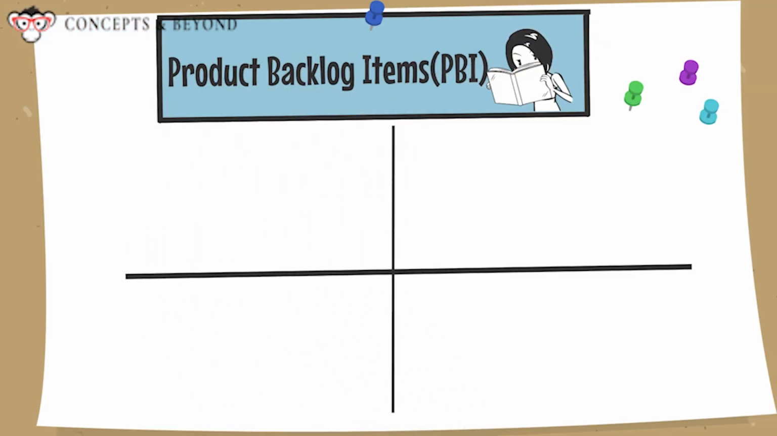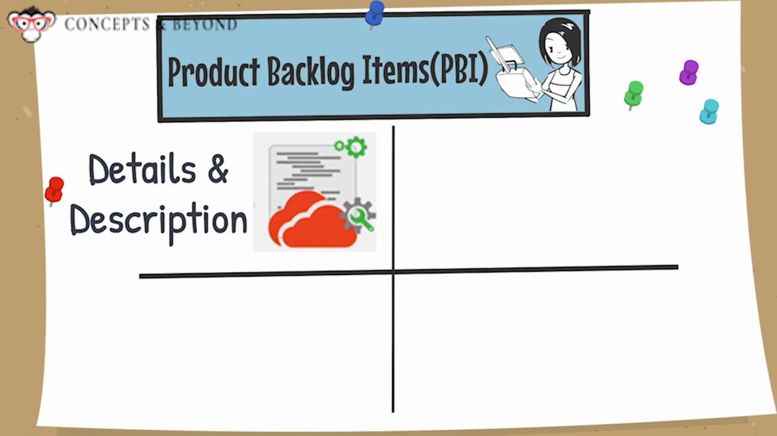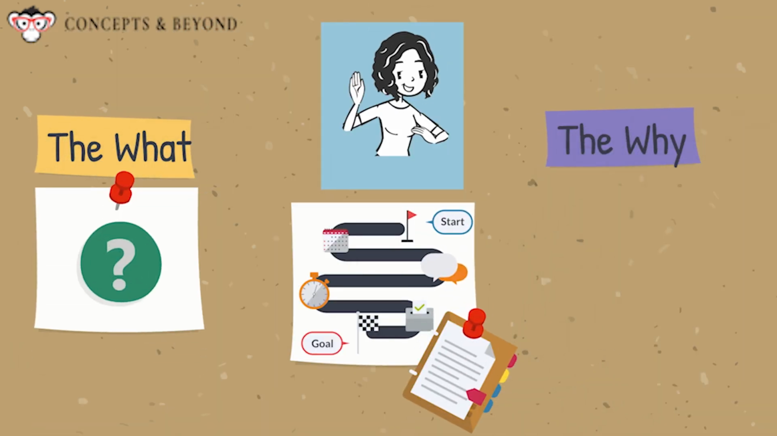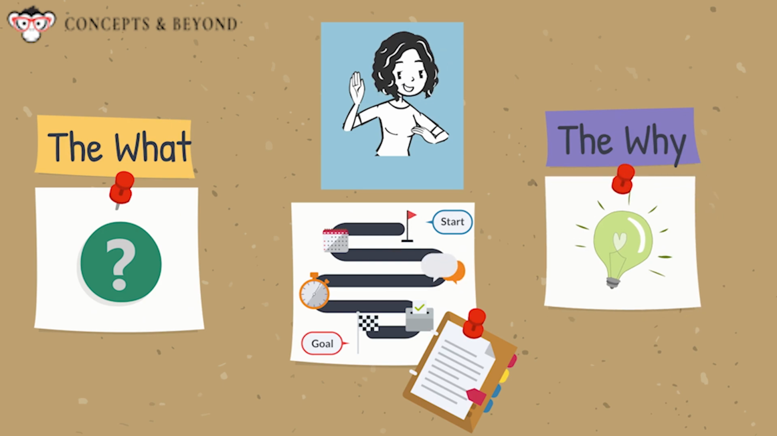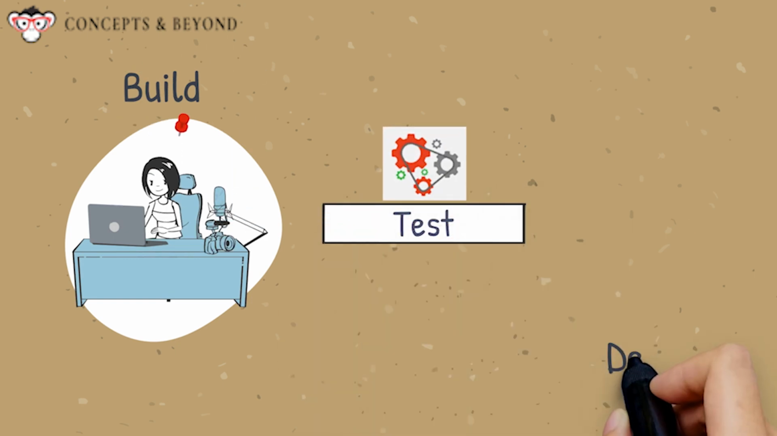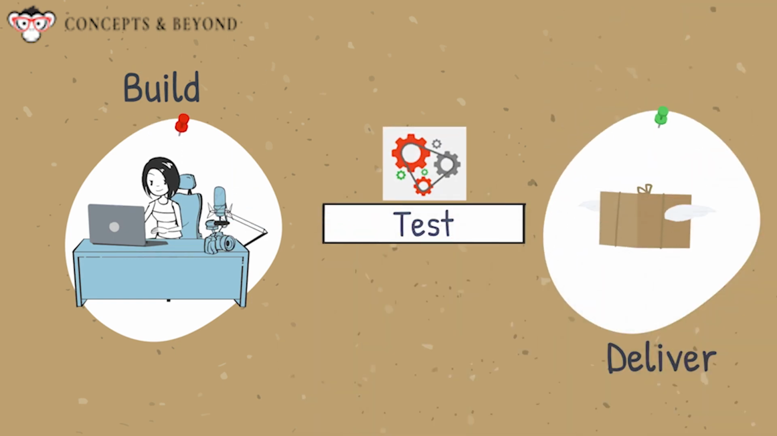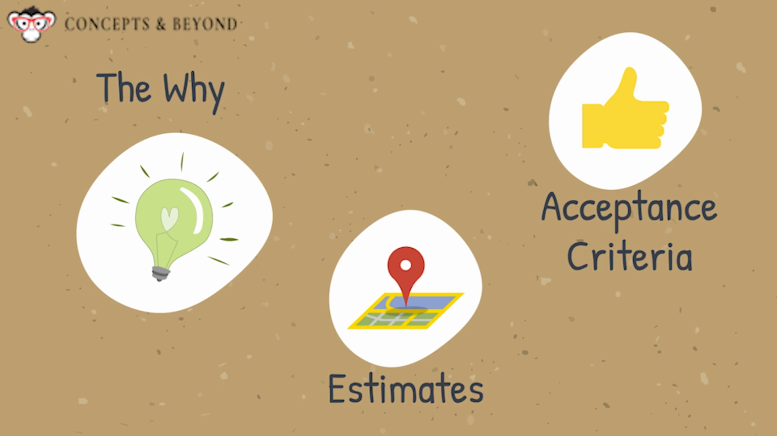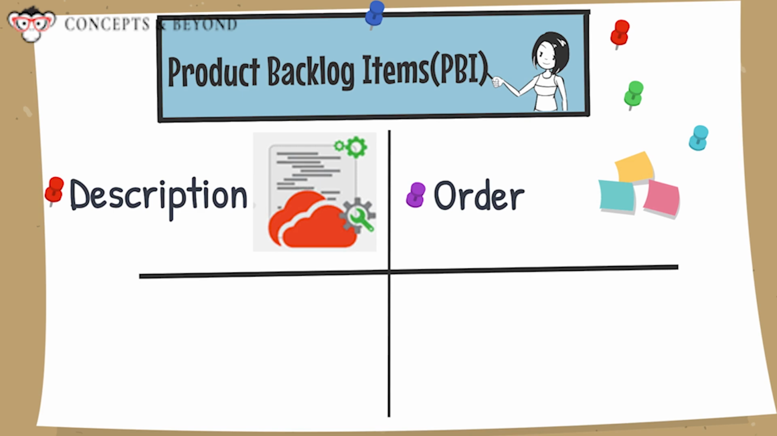Flip your BMW, and I'm going to be sharing with you 4 attributes of a product backlog item on the other side. The first attribute is that the product backlog item has details and description. Description is what needs to be done, and the details is all the other information that's required, so it's very clear for the developers to build, test, and deliver that product backlog item. So all the details, potentially the why, potentially the acceptance criteria, you might also have the estimates. All of those would be part of the details.